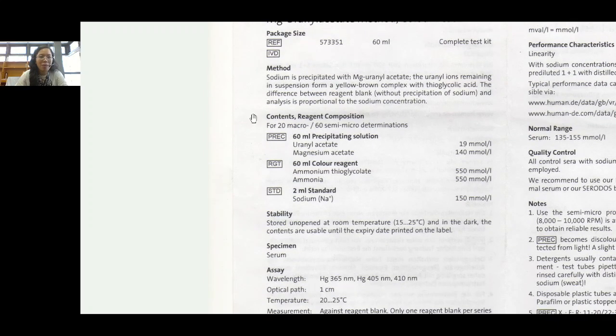And then, these are your reagents. So, your precipitating reagent, right? Your protein precipitant is your uranyl acetate and your magnesium acetate. Then, the purpose of adding your ammonium thioglycolate, as seen here, is that it will be the substance that will impart a color in your solution, and thus your ammonium thioglycolate becomes thioglycolic acid as mentioned in the principle.